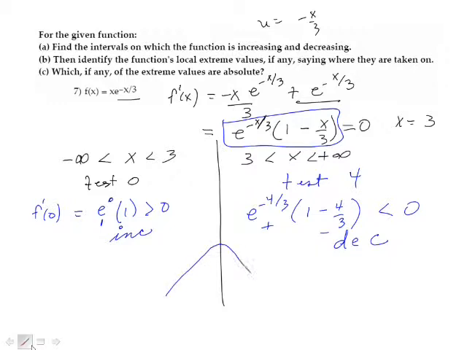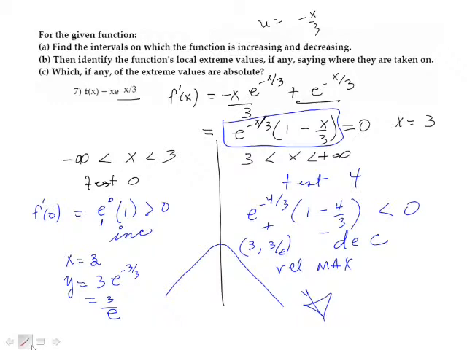So we have a function that looks like this, and so at x equals 3, y is equal to 3 e to the minus 3 over 3, which is 3 over e. So we come up with the conclusion that point 3 and 3 over e is a relative max. And because everything is decreasing this direction, it is going down as you go to the left, this would also be an absolute max.